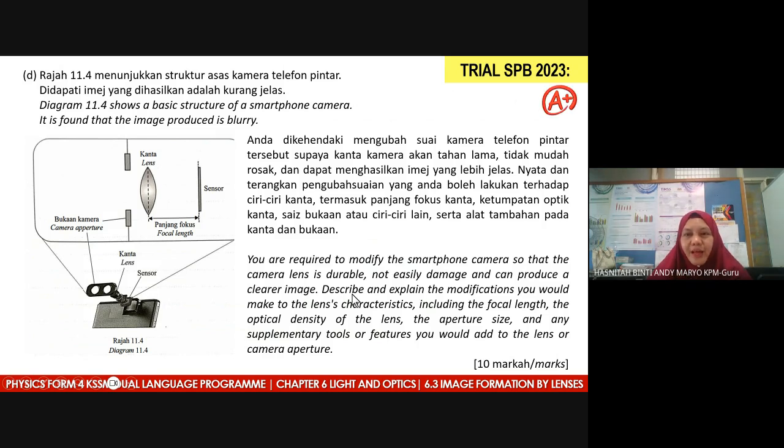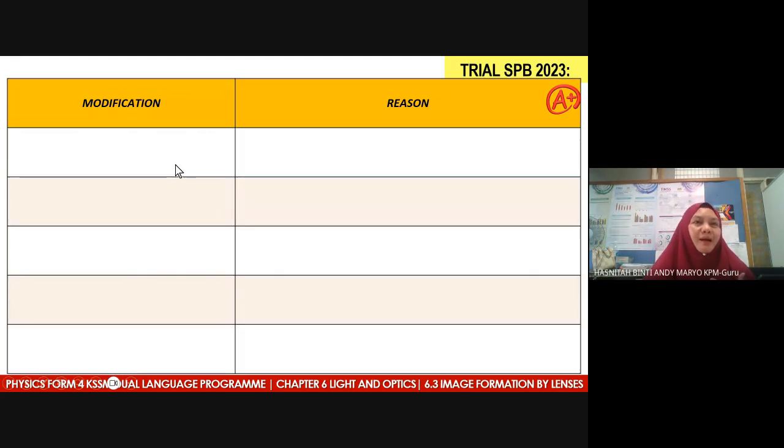Okay, describe, explain the modification you can make to the lens characteristic, including its focal length, optical density, the aperture size, and any supplementary tool or features you can add to the camera aperture. So 10 marks. So this one is an open-ended essay. No limit. You can give as many points as you can. You can give more than 5 modifications but not less than that.